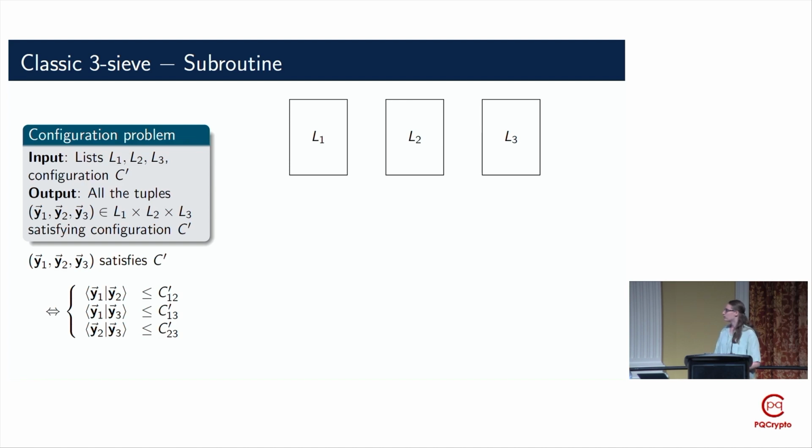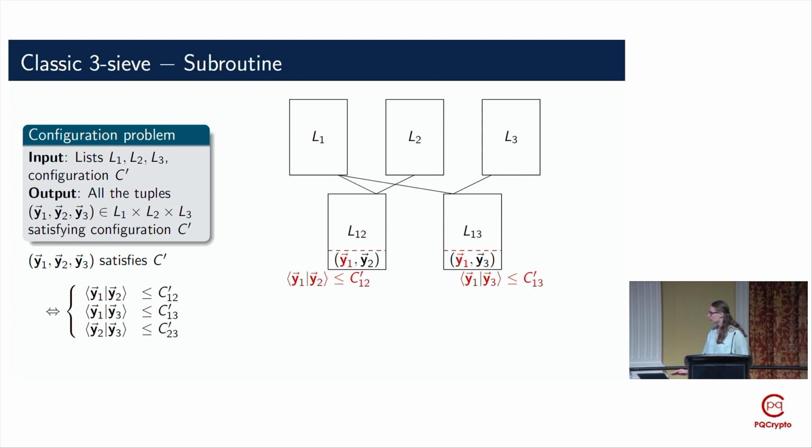So here we have L1, L2, and L3, and we want to find vectors Y1, Y2, Y3 in these lists, satisfying this configuration on the left. So we start by constructing L12 with Y1 in L1 and Y2 in L2, satisfying the configuration constraints. Then we construct this list with the same ID, and then we merge. So for each pair sharing the same Y1, we check if the Y2 and Y3 satisfy the final configuration constraint.